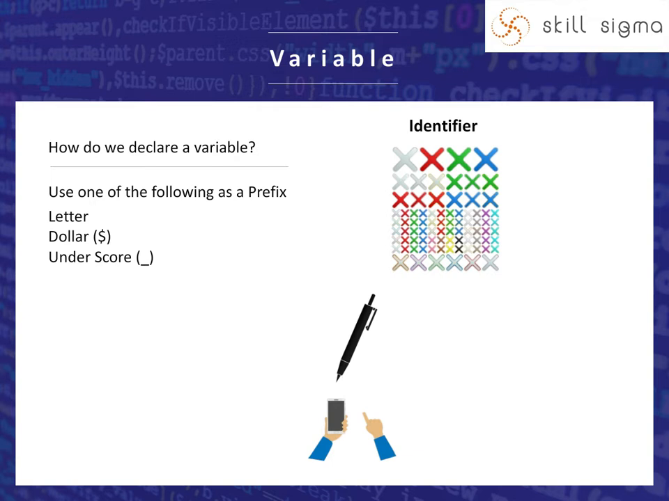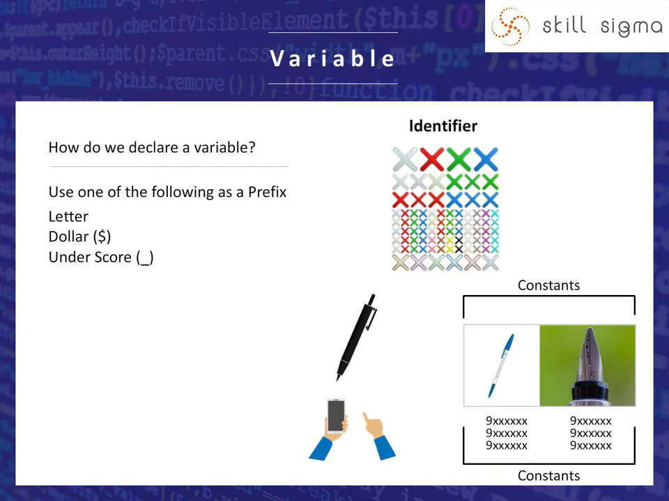Now, when we declare two variables, a pen and a mobile number, if we said pen is equal to Parker, Parker is the value contained by the variable. If I said pen is equal to Reynolds, Reynolds is another value contained by the variable. Parker and Reynolds are the values assigned alternatively, and therefore they are constants.